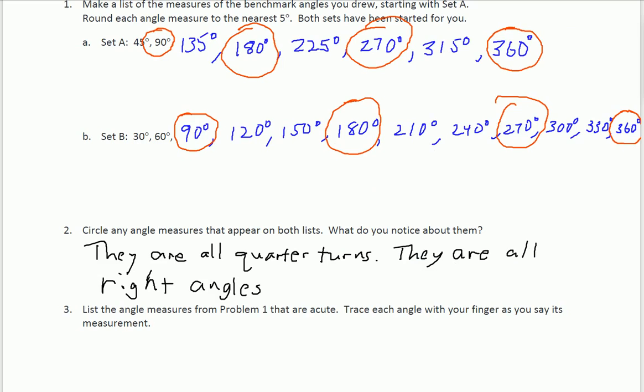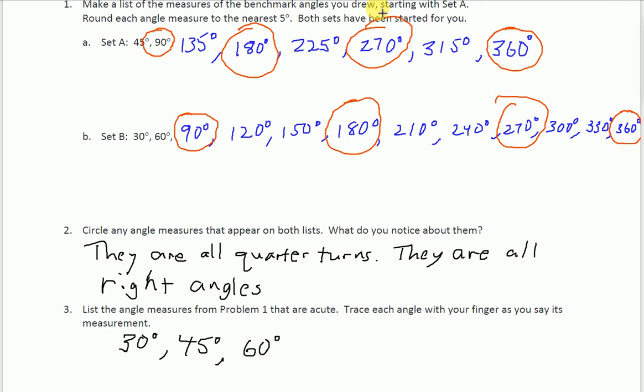We're on number 3 now. List the angle measures from problem 1 that are acute. Trace each angle with your finger as you say its measurement. So we're supposed to list the acute angles from problem 1. The acute angles would be all those angles that are, by definition, less than 90 degrees. So let's see, 30 degrees is less than 90, 45 degrees is less. So we have 30, 45, and 60. Those are the only three that are less than 90 degrees. So there we go. That's done.